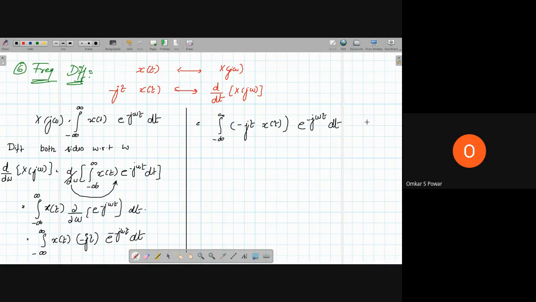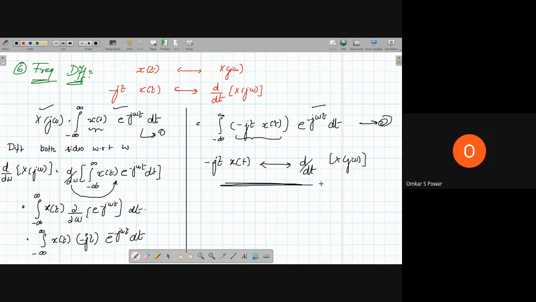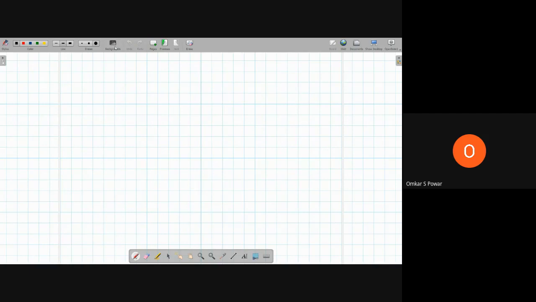Again, now we have to compare this and this one. Comparing these two, it is similar, right? e^(−jωt) dt here, and here also e^(−jωt) dt. Here it is x(t), whereas here it is minus jt into x(t). Therefore, for the signal minus jt x(t), the Fourier transform is nothing but your left hand side, the differentiation of X(jω). Okay, so this is how you prove it. So now we have finished this frequency differentiation.